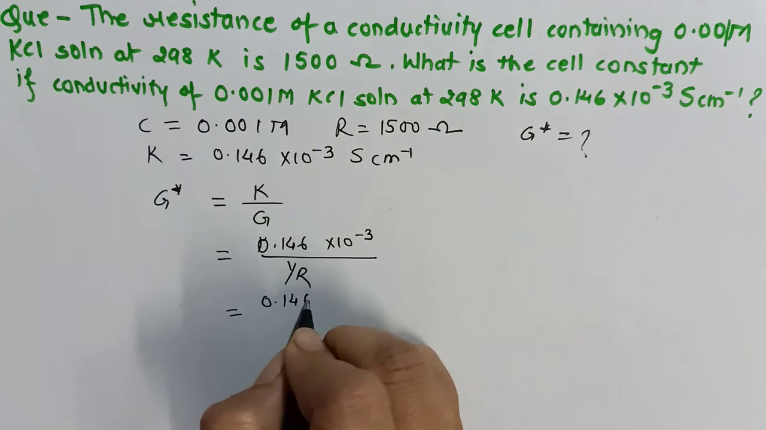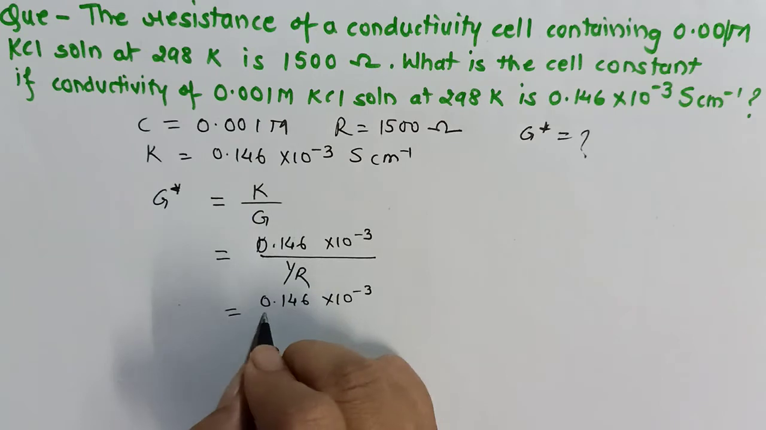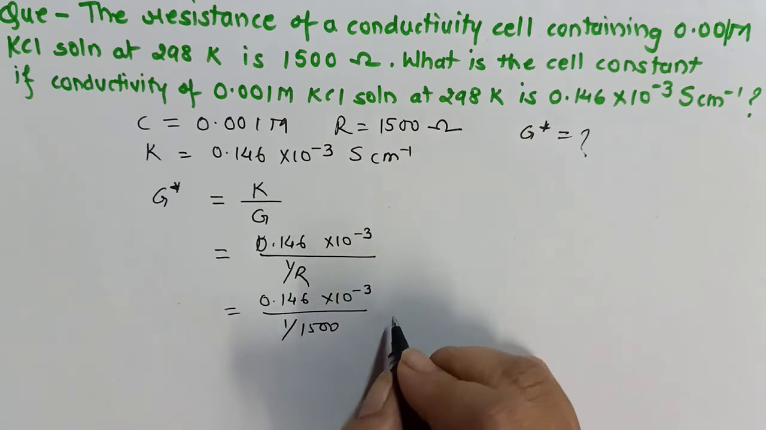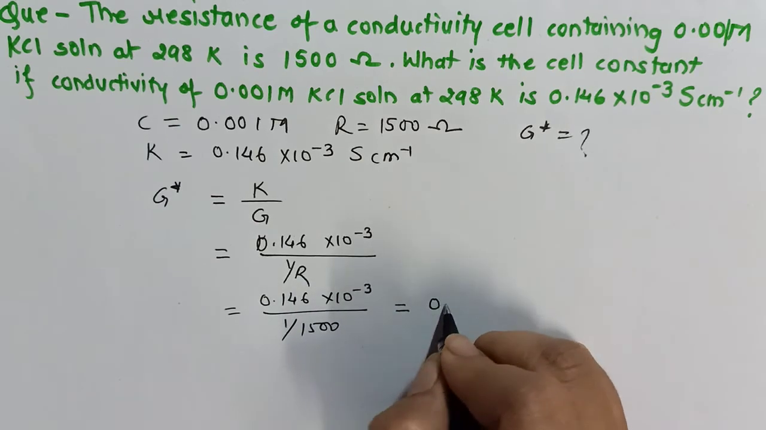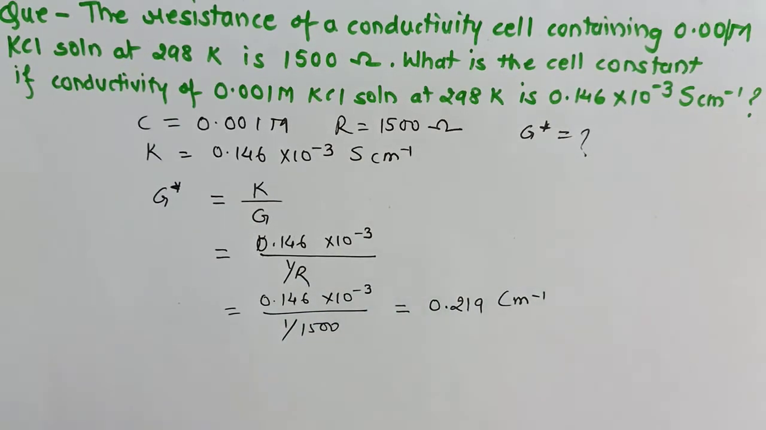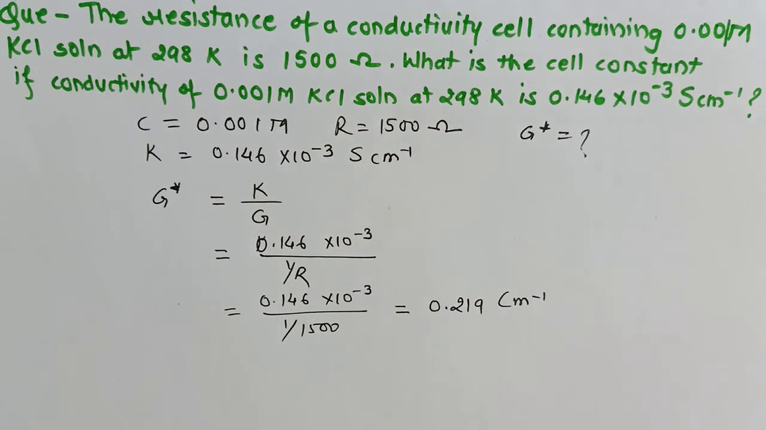So 0.146 into 10 to power minus 3 upon 1 upon 1500, and when we solve this we get the answer 0.219 per centimeter. So this is your answer. Do not forget to write the SI unit in your board exams, otherwise you will lose half mark for every SI unit.